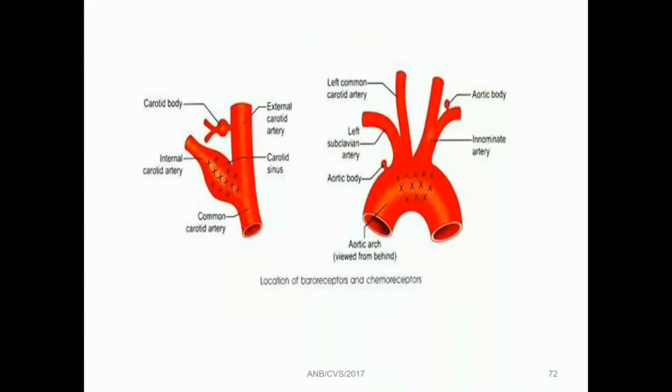It is shown here, the location of the baroreceptors and the chemoreceptors. Now just concentrate on these two types of structures. This one is a knob-like structure, the carotid chemoreceptor, what we call the carotid body, and those present at the arch of the aorta are called the aortic body.